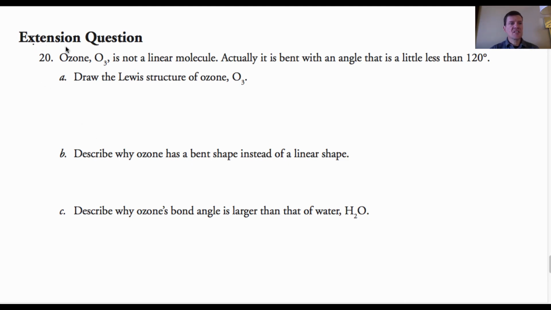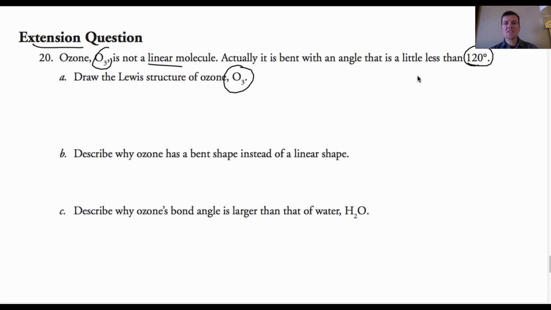Let's look at our extension questions here. O3 is not a linear molecule. Actually, it is bent with an angle that is a little less than 120. Draw the Lewis structure for ozone. Okay, ozone, O3. As we look at O3, again, let's go through these steps for the Lewis structure. It's helpful to repeat this.